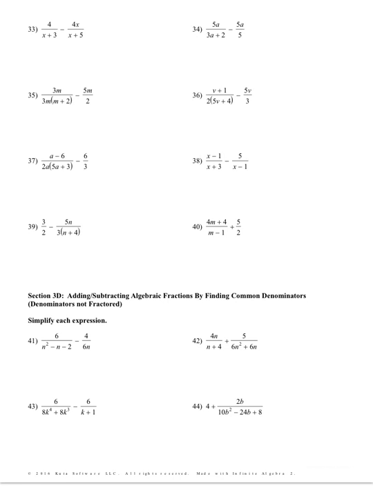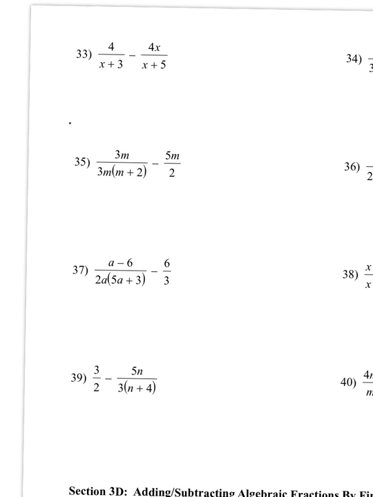Let's go to 35. We're going to focus in on 35. And notice my denominator here is already factored. I've got a monomial of 3m times a binomial of m plus 2. And then in my second one, I just have a 2. So that's like a monomial. So what I got to do is figure out my common denominator here.